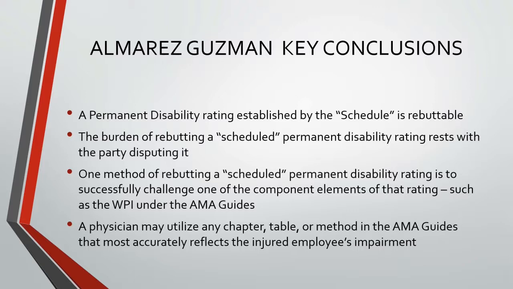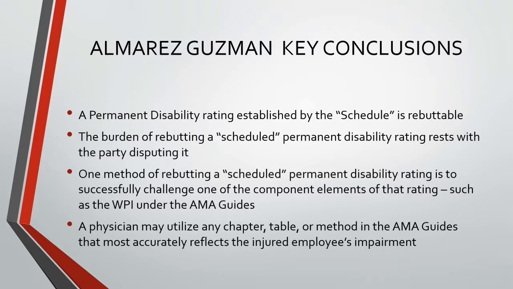We're not constrained to any particular chapter, but we have the freedom to utilize the entirety of the AMA guides, the four corners of the AMA guides, to come up with permanent impairment ratings that are the most accurate description of the injured employee's impairment. And we're going to talk about how to most accurately describe the impairment by talking about several steps and procedures that your alternative opinion on the permanent impairment rating has to pass through in order to pop out the bottom of the truth filters and be an accurate description of the injured employee's impairment.